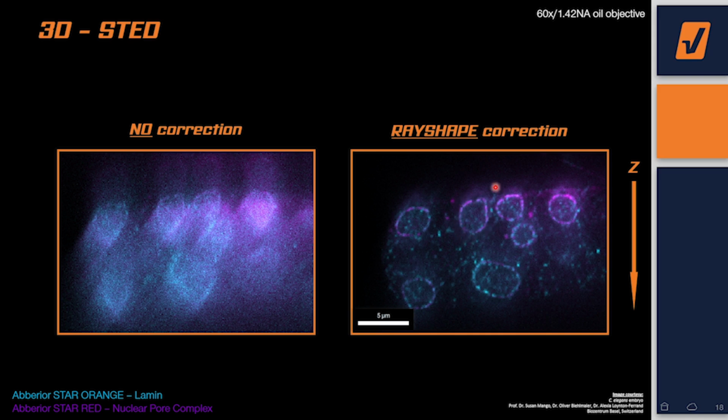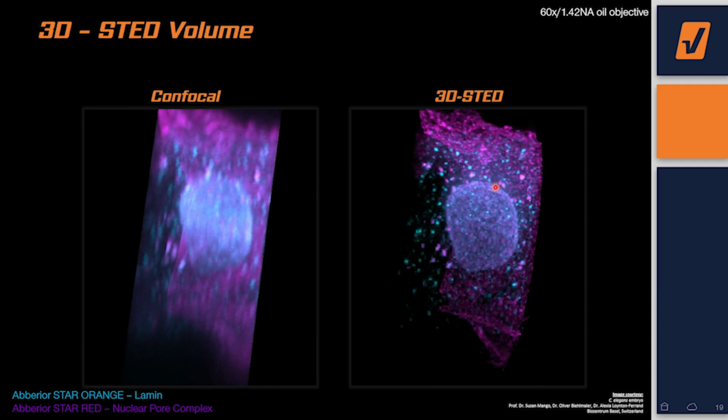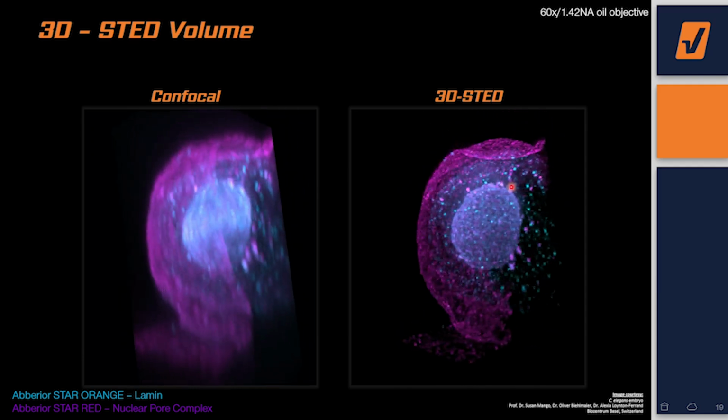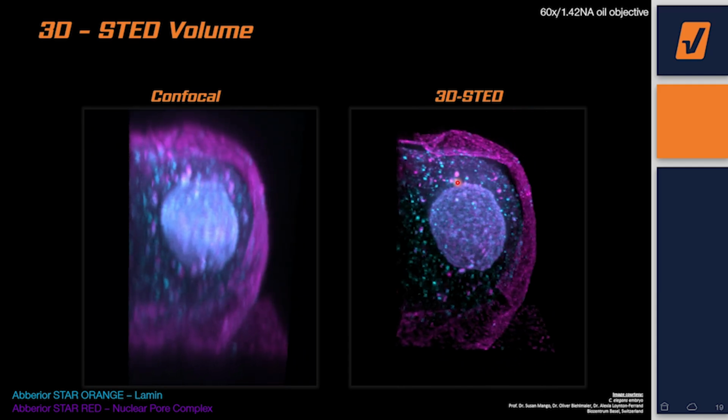And then, when you have set up all the settings perfectly, then you can even acquire those nice little videos here. So we have nice super resolved nuclei here with the nuclear pores and the lamin around the nucleus. And RAYSHAPE aberration correction can also greatly help for live cell imaging.